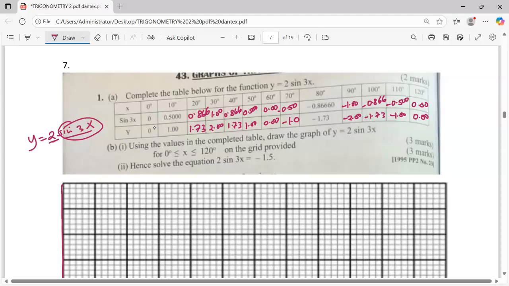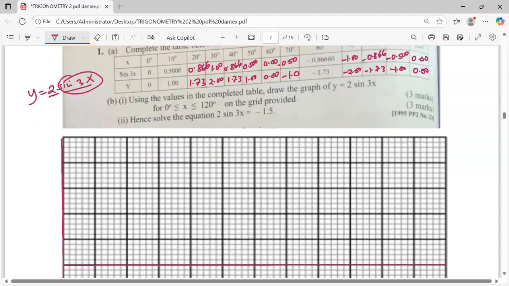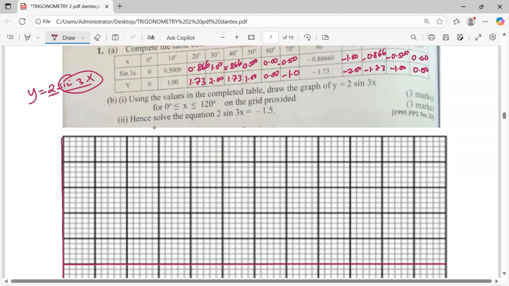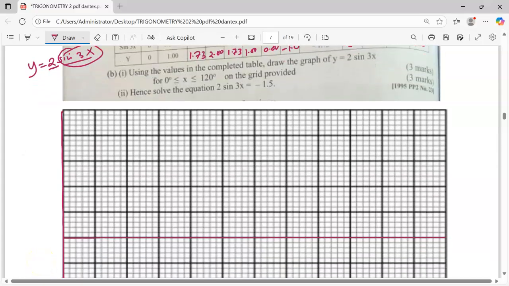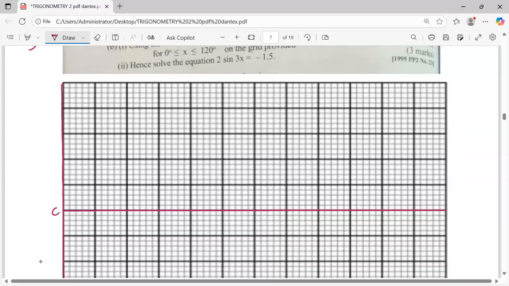We move to part B of the question. Using the values in the completed table, draw the graph of y is equal to 2 sin 3x for the values of x between 0 degrees and 120 degrees. You can see the highest value we have is 2, and therefore we are going to use a scale of 1 centimeter to represent 0.5.